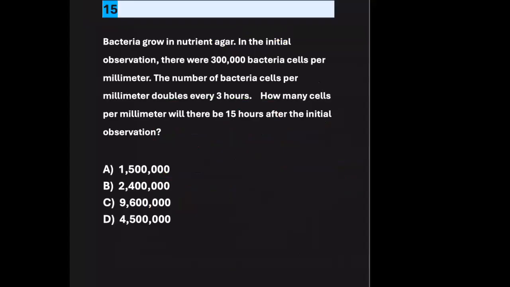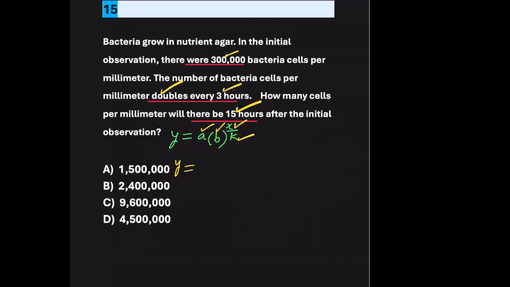The number of initial bacteria cells is 300,000. And that number doubles every 3 hours. How many cells are going to be there after 15 hours? So we're going to be using this formula. A is the initial number of the bacteria cells, which is 300,000. The number of bacteria doubles, or increases by a factor of 2. So that factor of 2 is represented by B. The bacteria cells double every k hours. So k represents the 3 hours, and x represents the 15 hours.